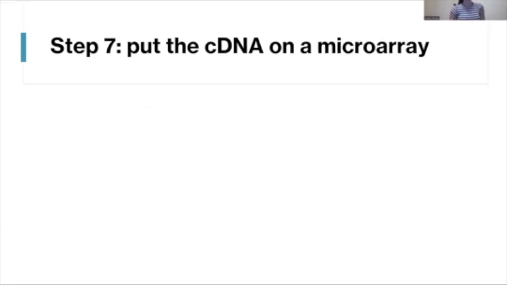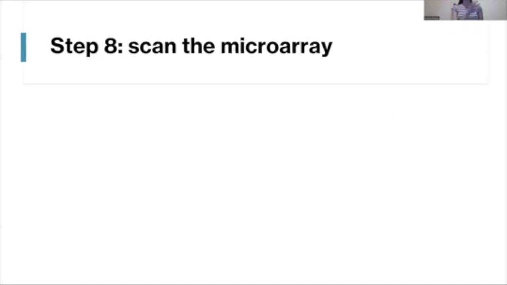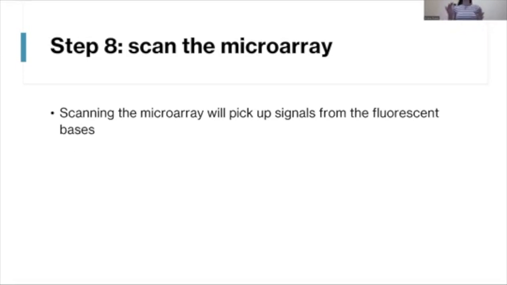So now that we've mixed them, we're going to put them on our microarray that has all of those little DNA probes. And anytime that cDNA is complementary to the microarray, it's going to bind. And then after that cDNA has had a chance to bind, we're going to scan the microarray looking for the different colors. Because scanning that microarray is going to pick up the signal from the fluorescent bases and give you some color. So going back to our previous example, we said cancer was red and healthy cells were green. We're going to keep working with that.